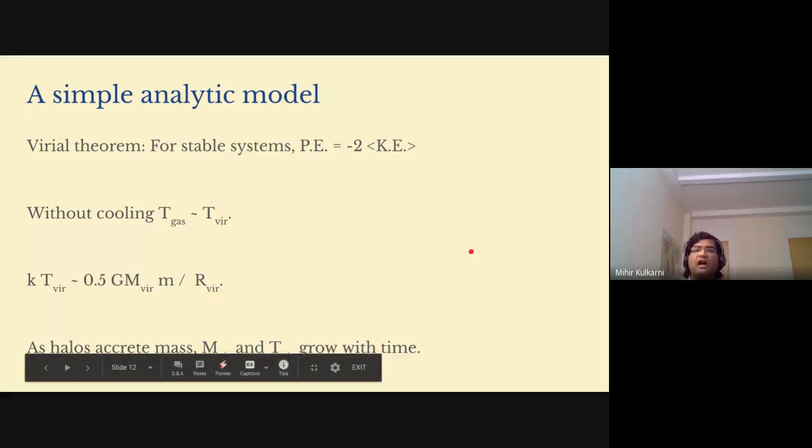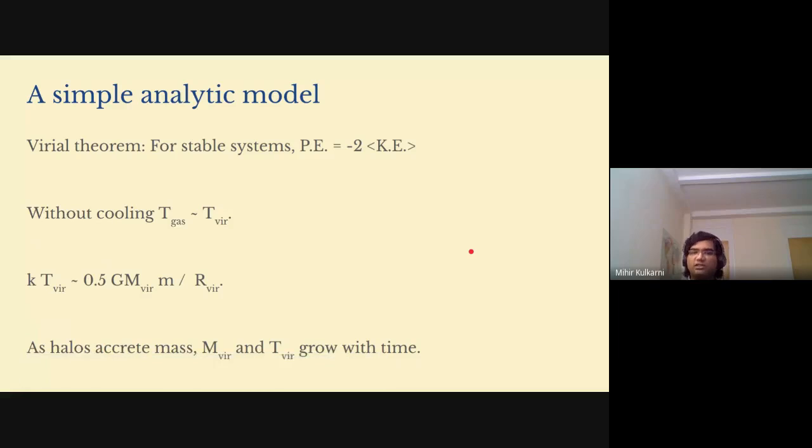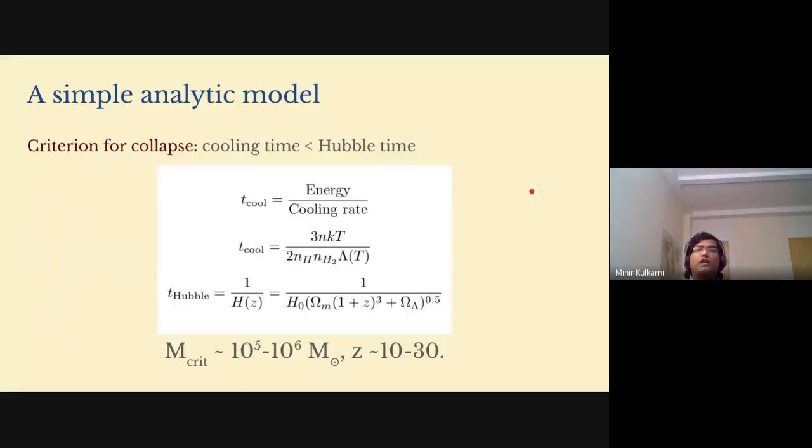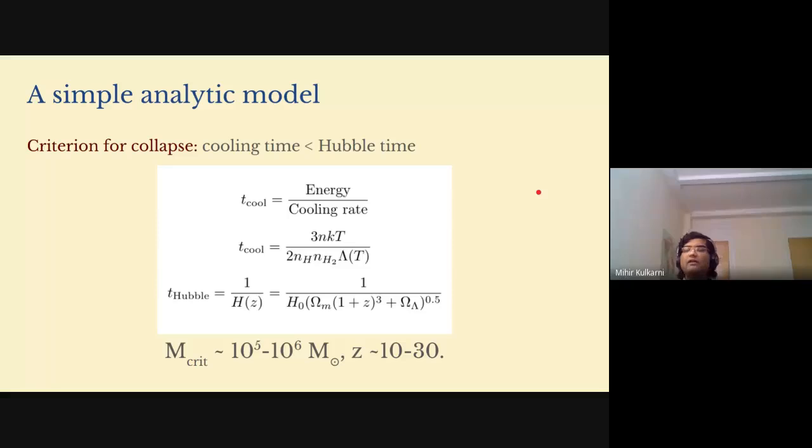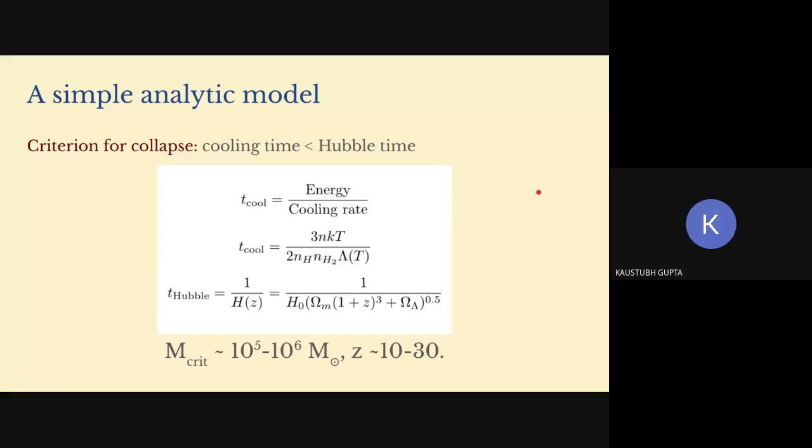And with time, these dark matter halos accrete more and more mass. So their virial mass increases with time, and so does their virial temperature. Sorry to disturb. Can you clarify the virial radius once again? What exactly is the virial radius of a dark matter halo?